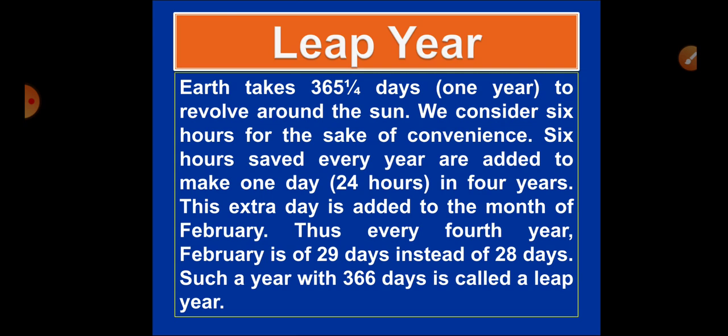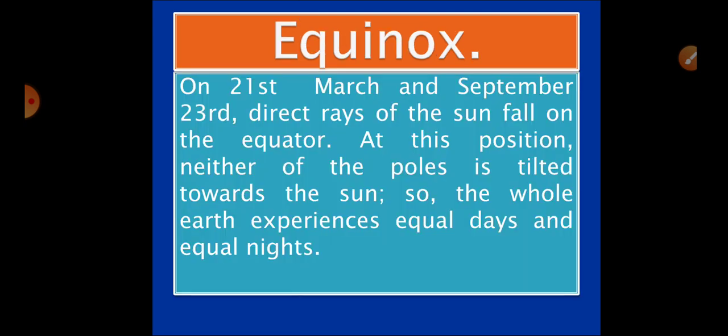So this extra day is added in the month of Feb. In the month of Feb, we add this day as the 29th Feb. Generally in a leap year we have 29 days in Feb. So this year is called a leap year. It means the year which is having one extra day, or which can be divided by 4, is called a leap year.